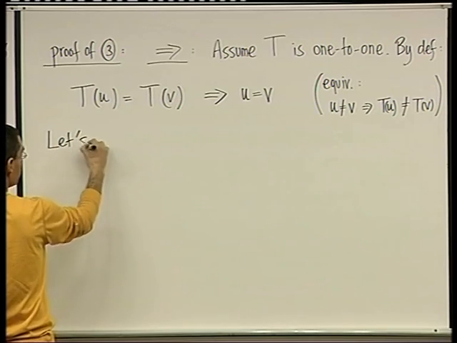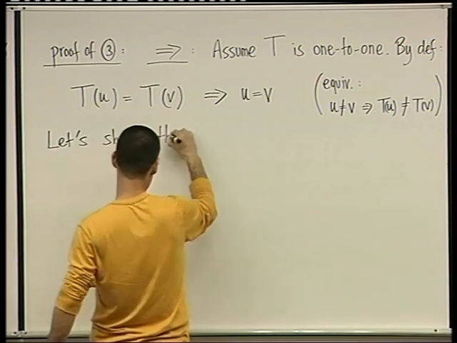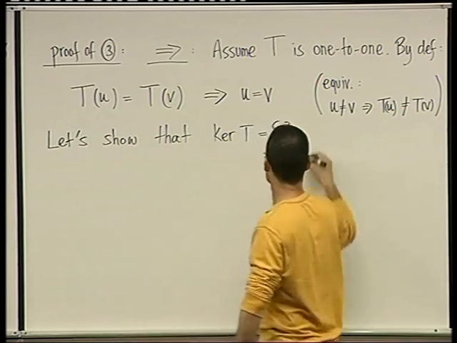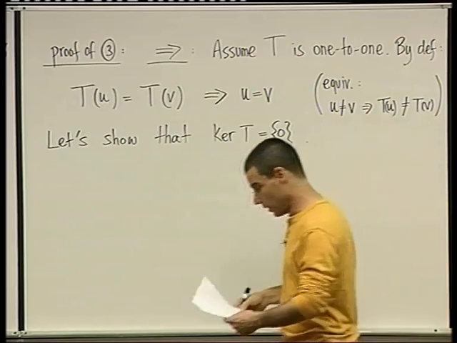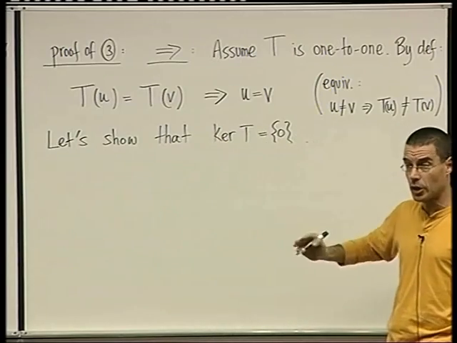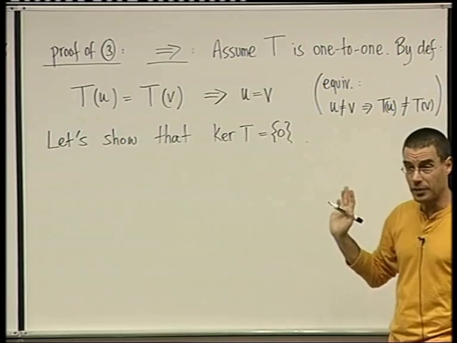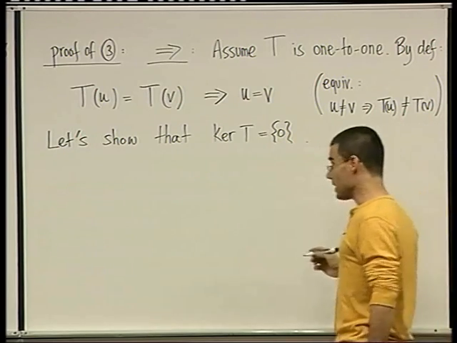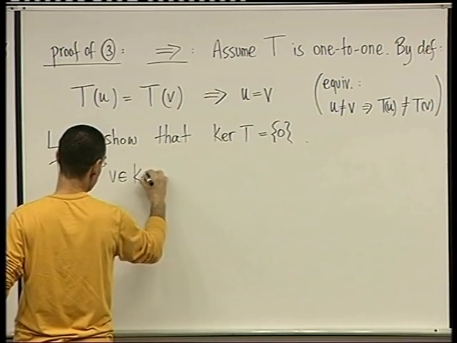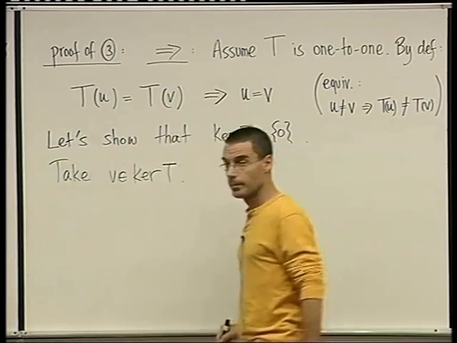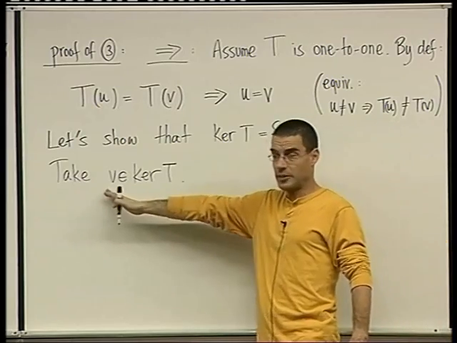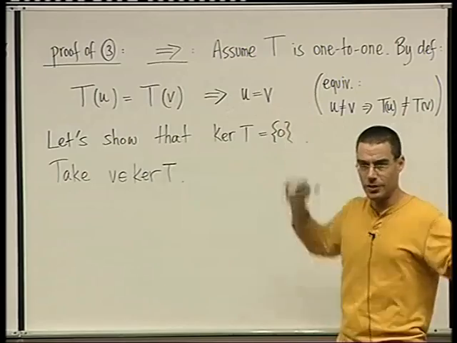Let's prove that the kernel is trivial. So how are we going to show that the kernel is trivial? What does it mean that the kernel is trivial? It means that the only guy in the kernel is 0. There's nobody else there. So a way of proving this: take somebody in the kernel, call it V. I'm going to show that V is 0, and then I'm done. I took some general vector in the kernel and showed that it's just the 0 vector.